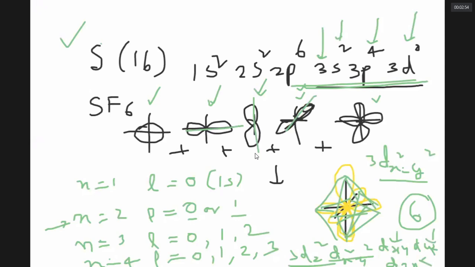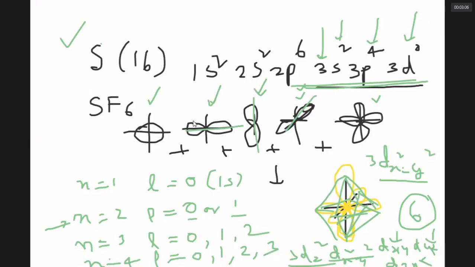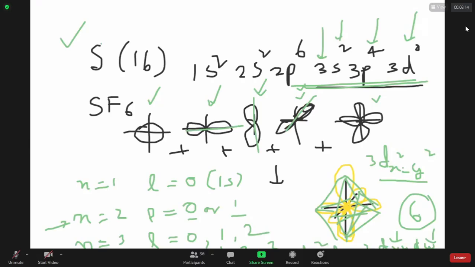It is easy to intermix the orbital which is lying on the axis along with px, py, pz. So I have taken dz square, dx square minus y square. I can also take dz square. Are we clear about it?